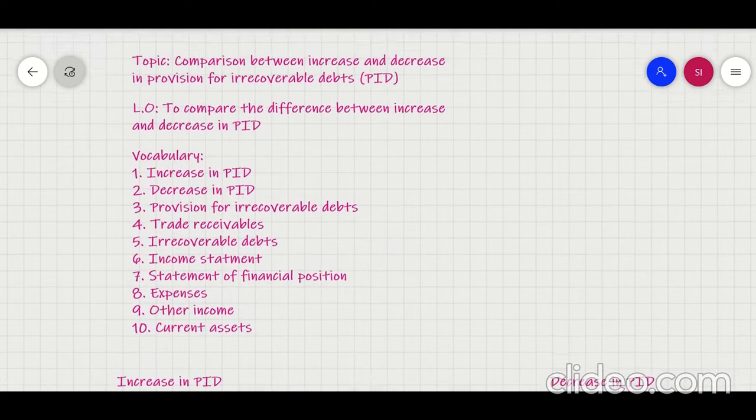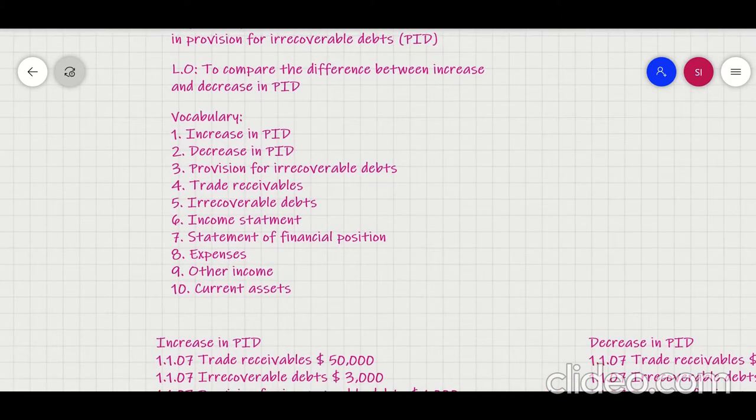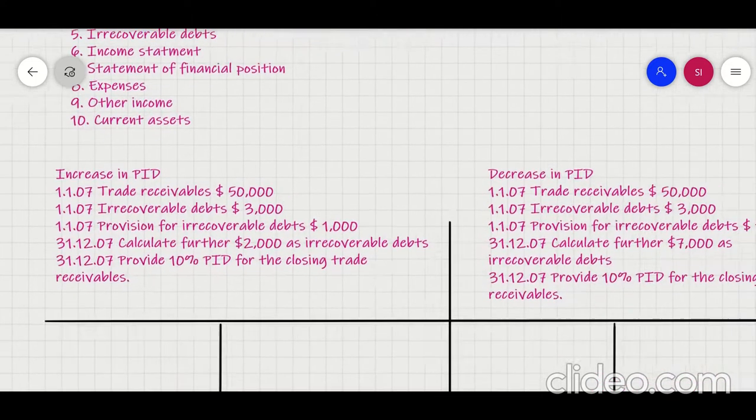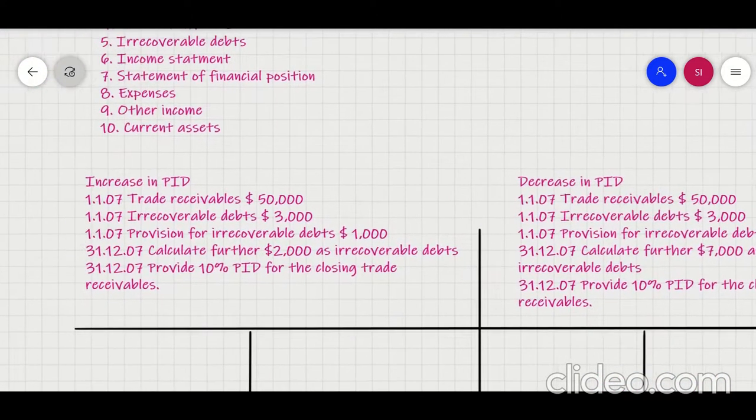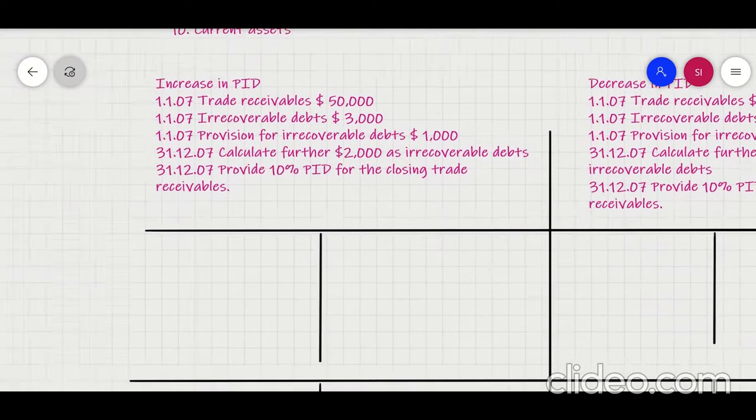So today we are having the lesson on the comparison between increase and decrease in provision for irrecoverable debt. These are the vocabs that we are going to use throughout the lesson. And there are two questions given here. One is related to increase, another one is related to decrease in PID.